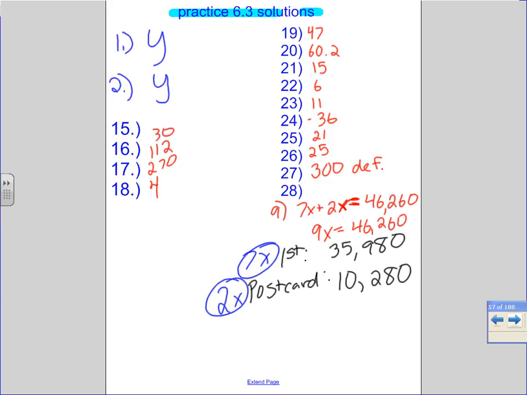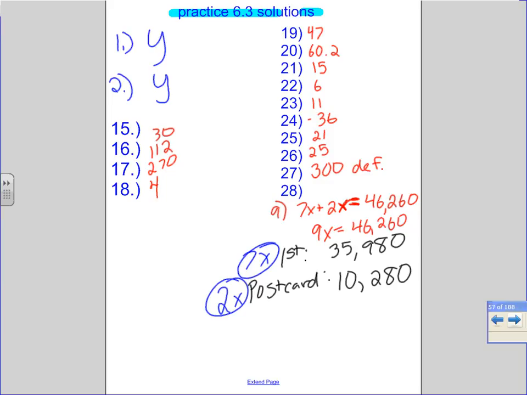Yep. Because that's the rate, that's the ratio. It's more like the rate. You don't know anything else about the total. You just know the ratio of first class to postcard. I agree, this problem does make you think, 'cause it is a little bit different. Sean, are you okay with setting this up? Okay.